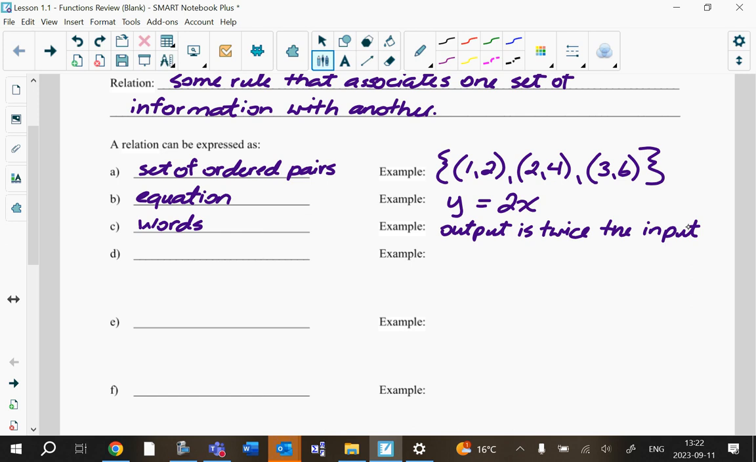Something that we did in grade 10, but we're not really going to focus on this year, was we used these arrow diagrams, where we put all the elements from the first set of information into a first oval, all the outputs into a second oval, and then connected them. So if it was 1 and I double it, it becomes 2. If it was 2, it becomes 4. Just showing that a different way.